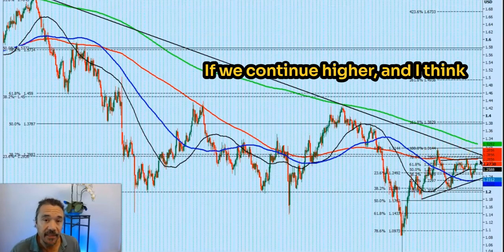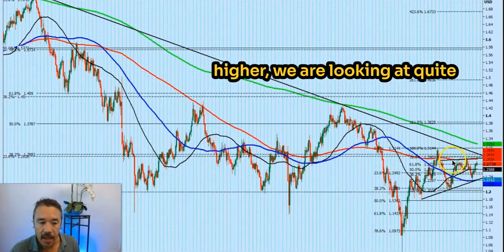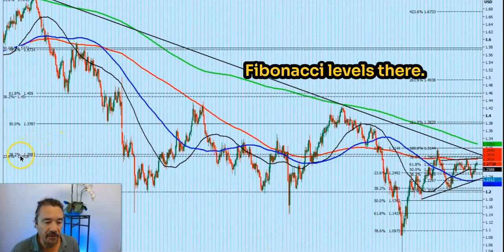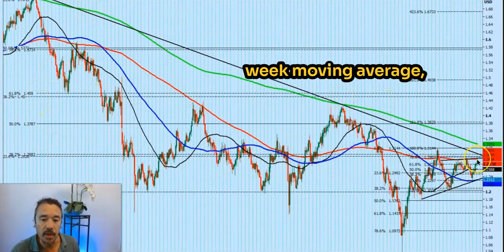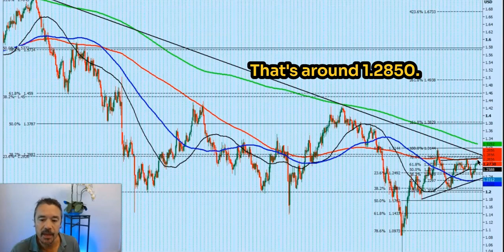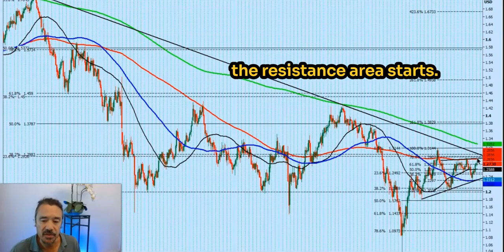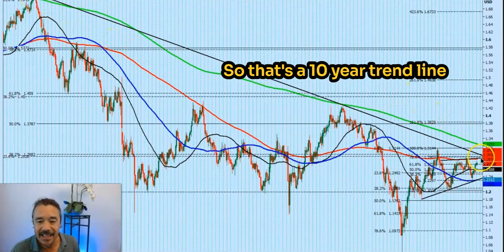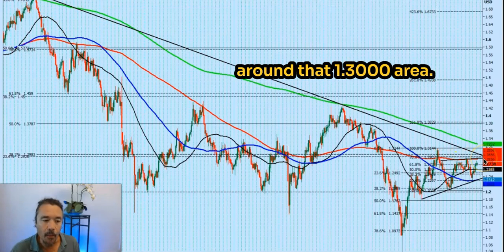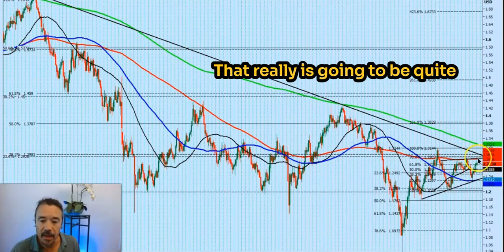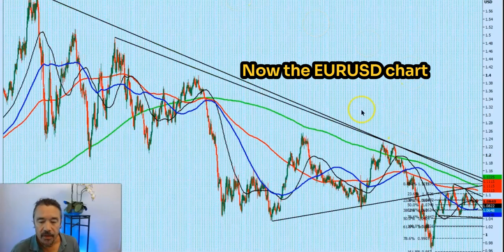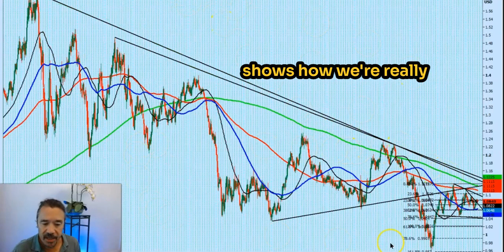If we continue higher, and I think cable probably will continue higher, we're looking at quite strong resistance levels around the 129.50, 130.00 area. You can see we've got a confluence of Fibonacci levels there. We've got actually the 200-week moving average, which is a little bit lower, around 128.50. But anyway, that's kind of where the resistance area starts. And then we've got this long-term trend line going back to 2014. So that's a 10-year trend line around that 130 area. That really is going to be quite a challenge for the bulls to get through there and could certainly be a selling opportunity.